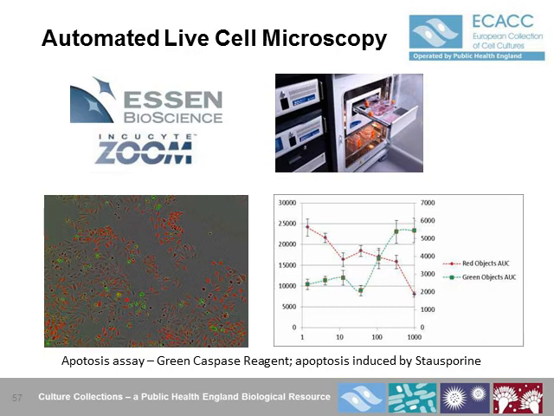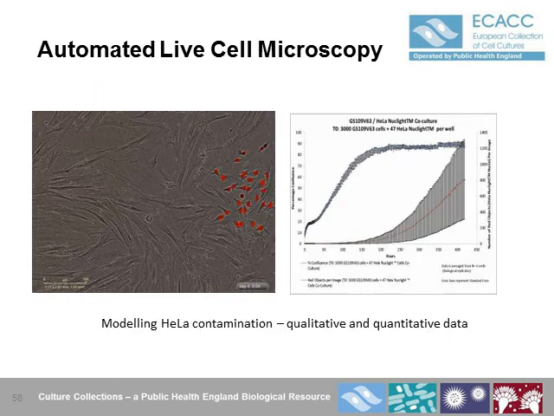Here you can see data from an experiment on red-labelled HeLa cells in which apoptosis has been induced using staurosporine. Apoptotic cells are labelled green with the proprietary caspase reagents available from Essen. And here I've used the Incucyte and red-labelled HeLa Nuclight cells to model HeLa contamination of a fibroblast culture, both qualitatively on the left and quantitatively on the right.